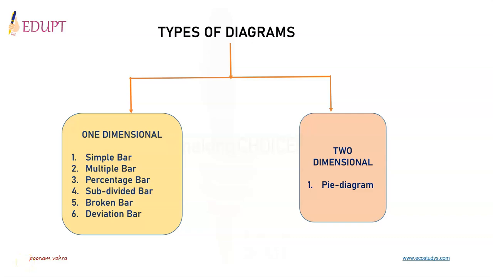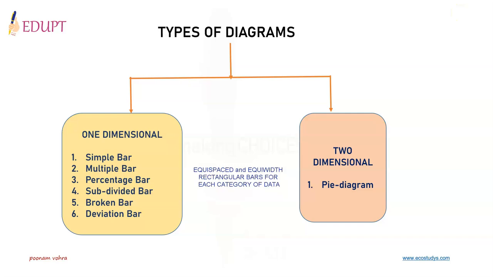A large number of diagrams can be made for the presentation of data. The various diagrams can be grouped as one-dimensional and two-dimensional, where one-dimensional diagrams consist of only one-dimensional measurement. For example, it can be height or length, or it can be weight, anything.